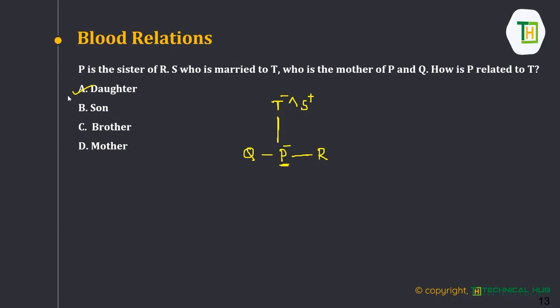The answer for this question is again daughter, because P is clearly female. The given P is the sister of R, so P is a female person. Since she is a female, P is the daughter of T. All the three answers are daughter.